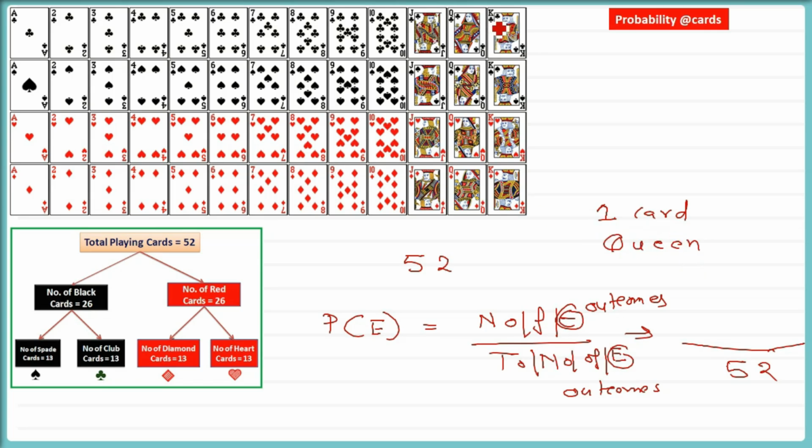In all these 52 cards, there are 4 queens, 1 queen in each suit. So the favorable event is only 4. That is, from these 4 queens, 1 can be picked up. So the favorable outcomes are 4 and the total number of outcomes is 52. 4 divided by 52 is 1 by 13. And this is the probability of getting a queen if 1 card is picked from a deck of 52 cards.